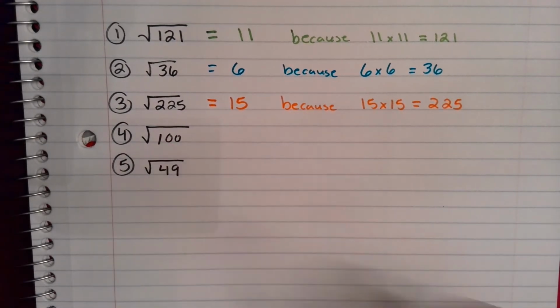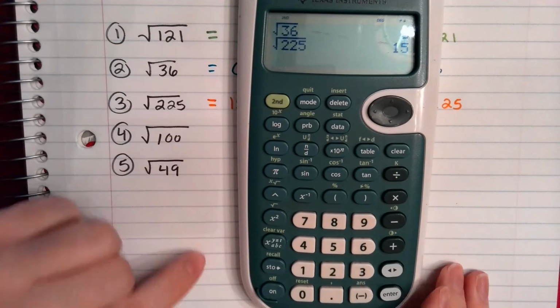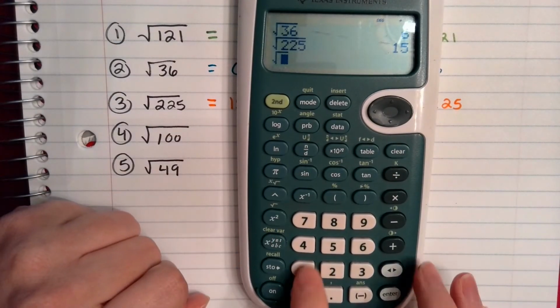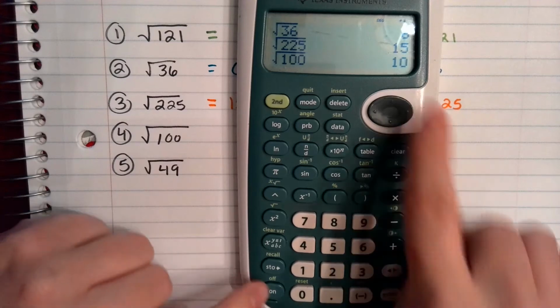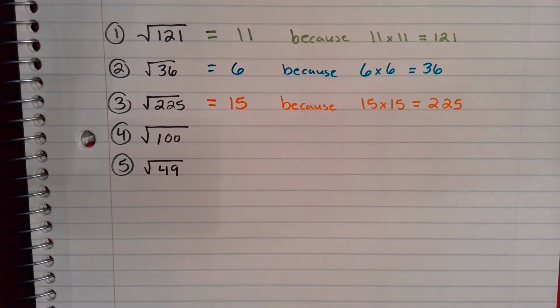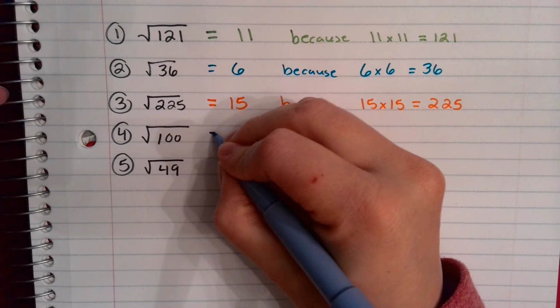Okay, square root of 100. Hit the second button, hit your square root symbol, type in 100, and you'll get 10. 10, because 10 times 10 is equal to 100.